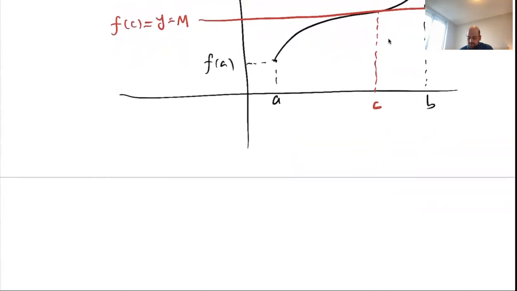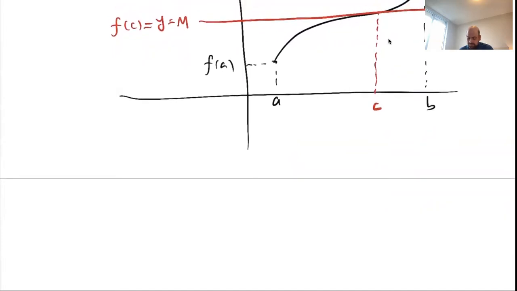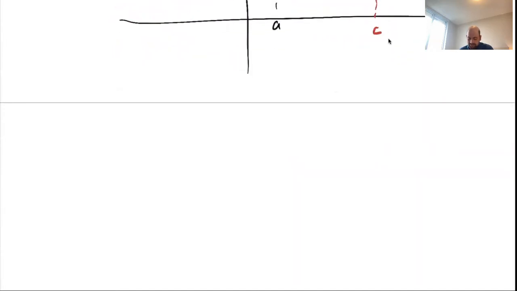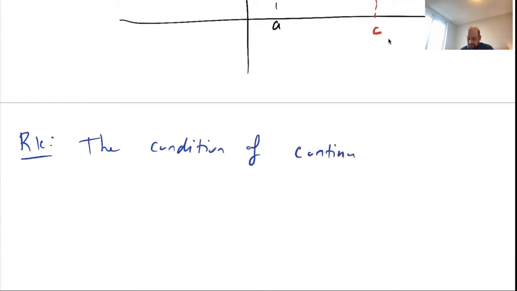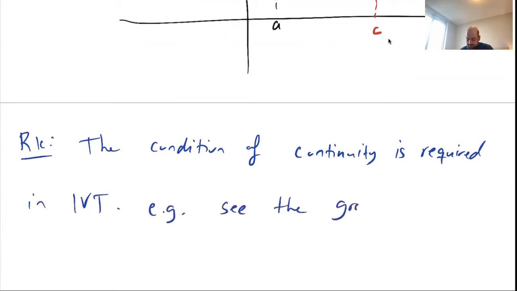All right, so first let me give you a remark. The condition of continuity, or the assumption of continuity, is required in the intermediate value theorem. For example, see the graph below.